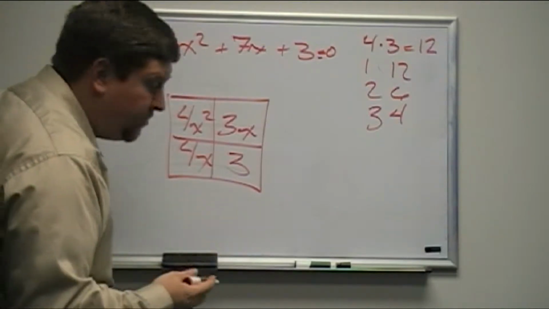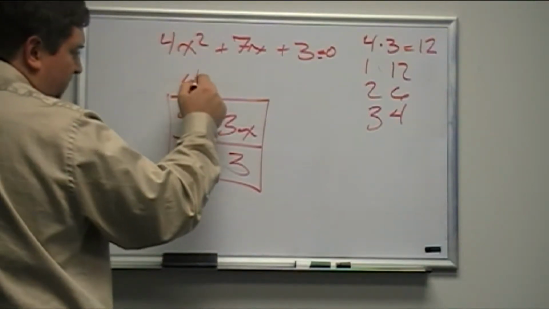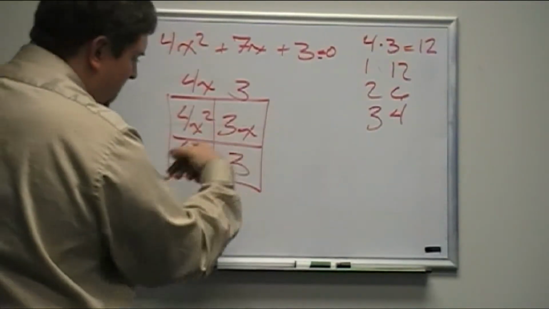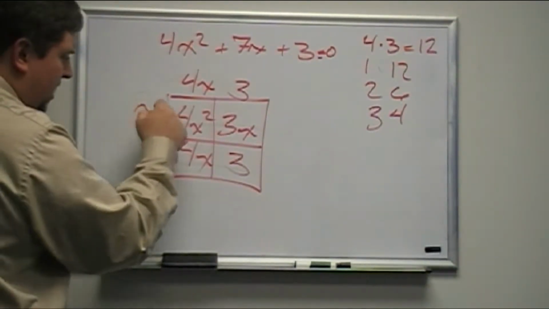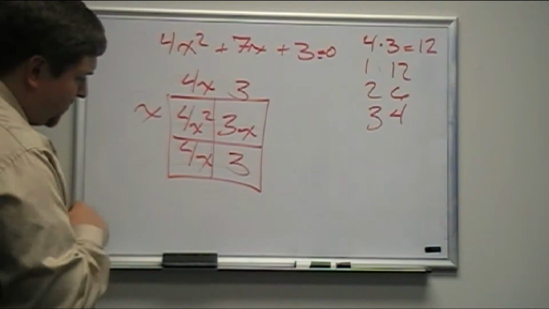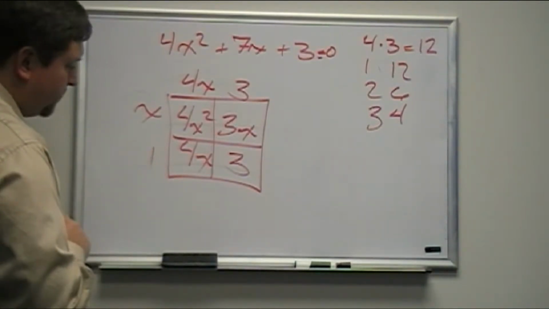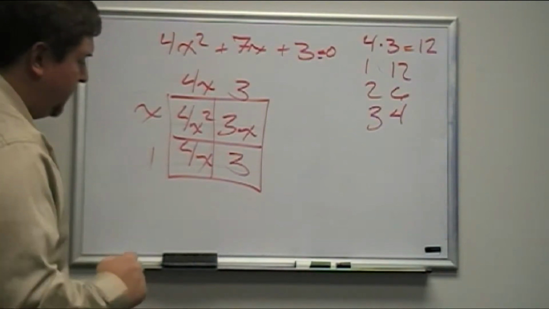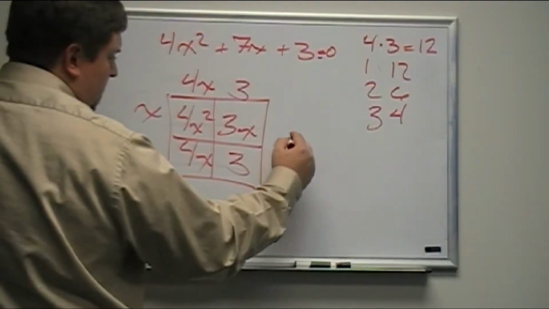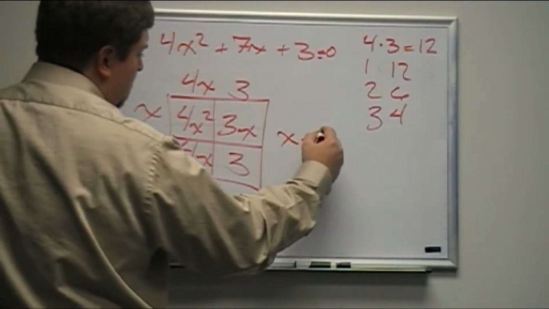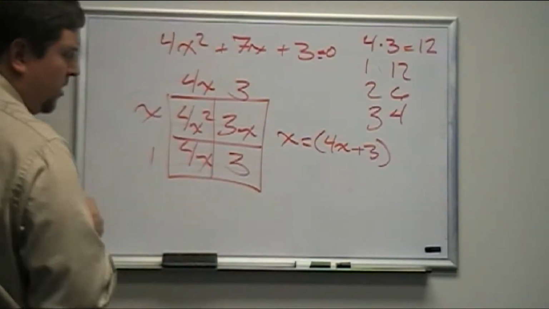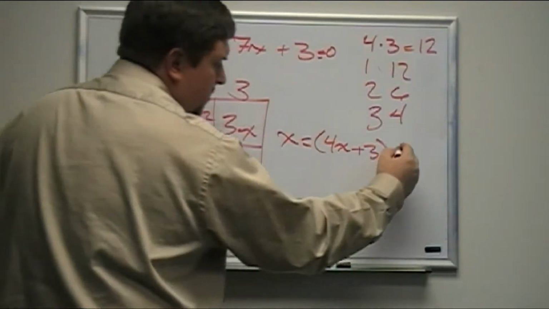So affecting my columns, I can pull out a 4x and a 3. Our rows, I can factor an x, and that's about it. So the only thing I can pull out of the bottom is a 1. So our answers are 4x plus 3 and x plus 1.